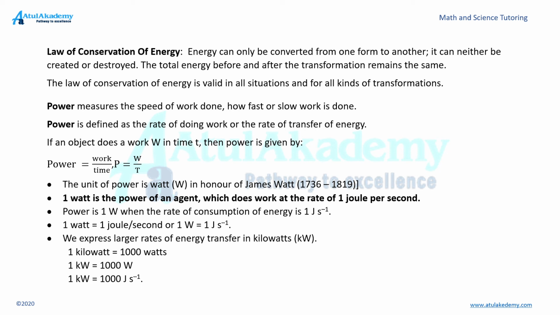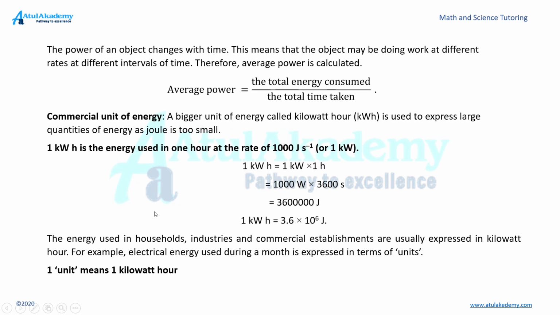Larger rates of energy transfer are also there. Kilowatt. Kilowatt is 1000 watt or 1000 joule per second. Now when an object is doing work at different rates at different intervals of time, then we calculate average power, which is given by total energy consumed divided by total time taken.